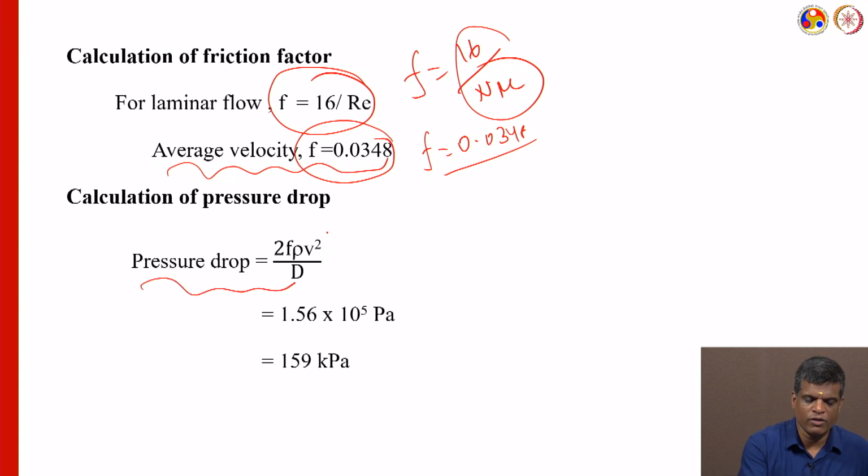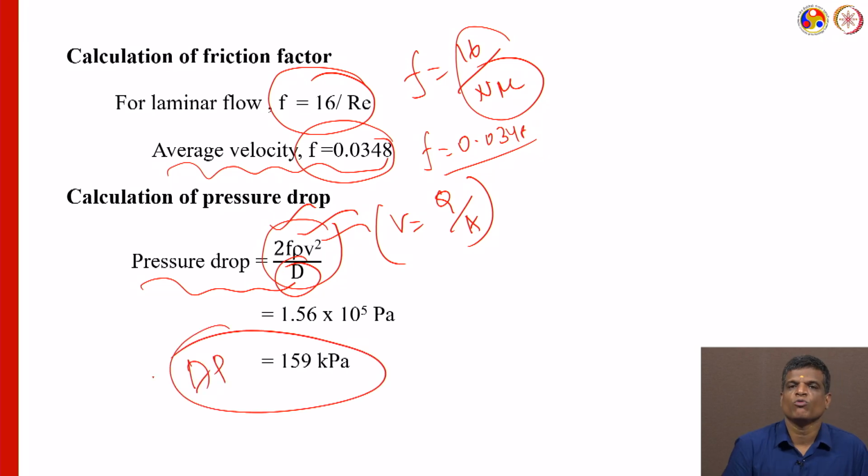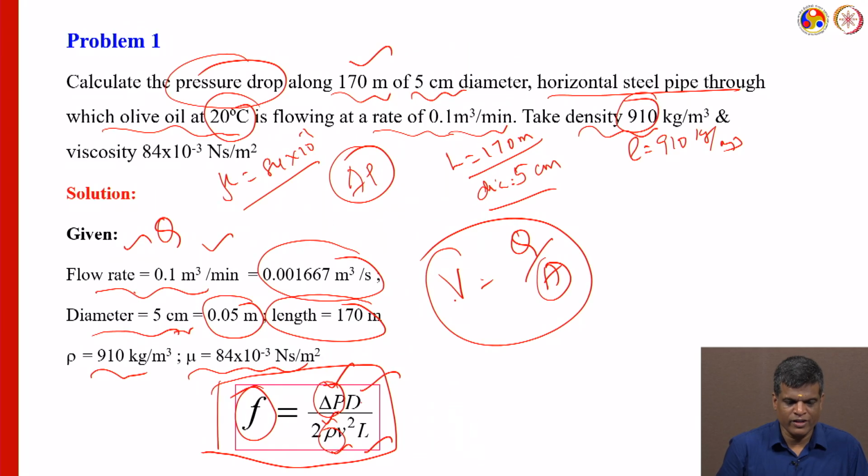The pressure drop, of course we know that one. Now, F we calculated from here, and density we know already, V we calculated from Q by A, the volumetric flow rate, then the diameter here. From there we can get the value of delta P, the pressure drop. Pressure drop is 159 kilopascal. So, the question asks: calculate the pressure drop.